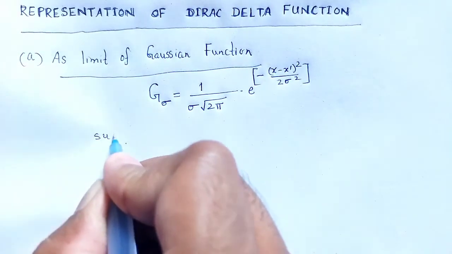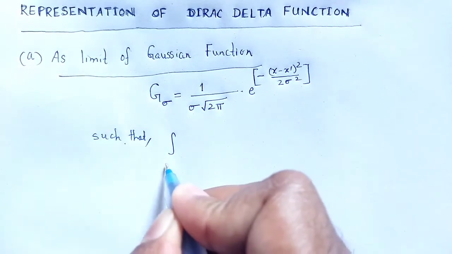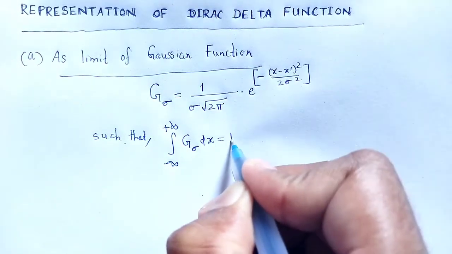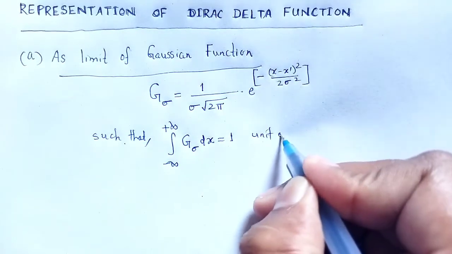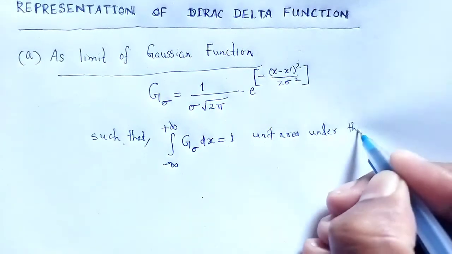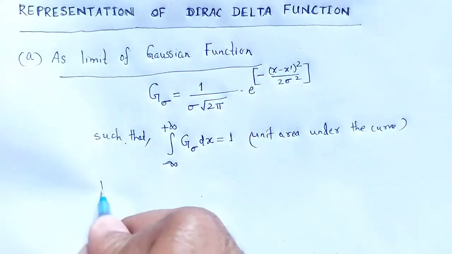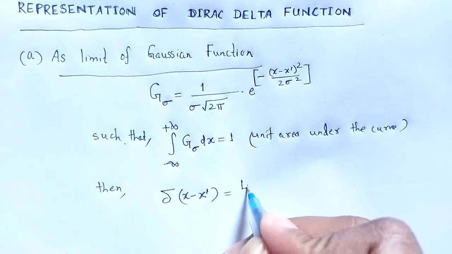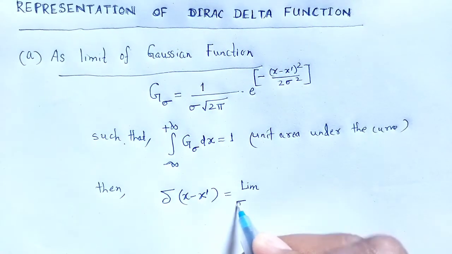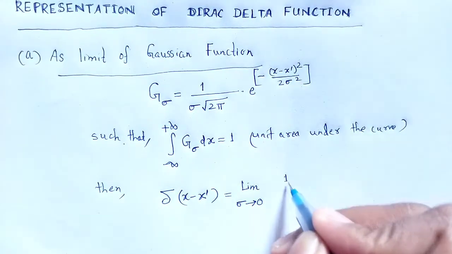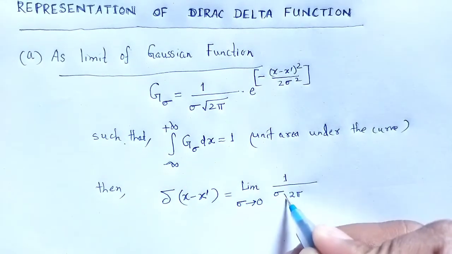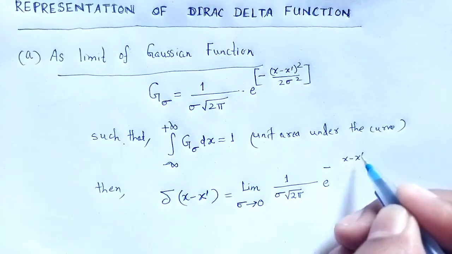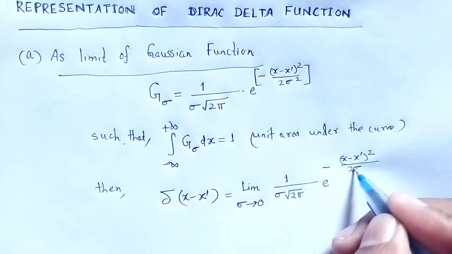So, the integration over minus infinity to infinity of g of sigma dx is equal to 1, that is the unit area under the curve. Then the Dirac delta function, that is delta of x minus x dash, is equal to limit sigma tends to 0 of 1 divided by sigma into square root of 2 pi e to the power minus of x minus x dash square divided by 2 sigma square.